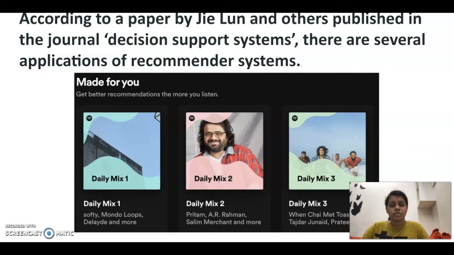According to a paper by Ji Lun and others, published in the journal Decision Support Systems, there are several applications of recommender systems such as e-commerce, e-business, e-government, e-tourism, e-resource service provider, etc. And they also found that the last category, e-resource service provider, is the one which uses these recommender systems most heavily. These are the ones that include the giants such as Netflix, Amazon Prime, Hulu, Spotify, YouTube, which curate video, music, and movie content for users.